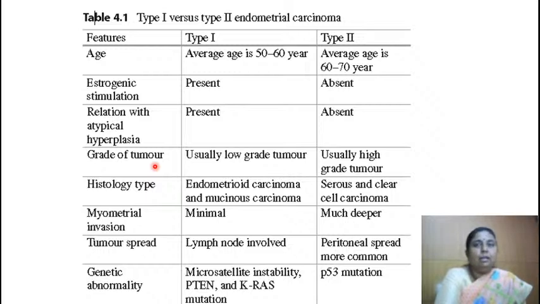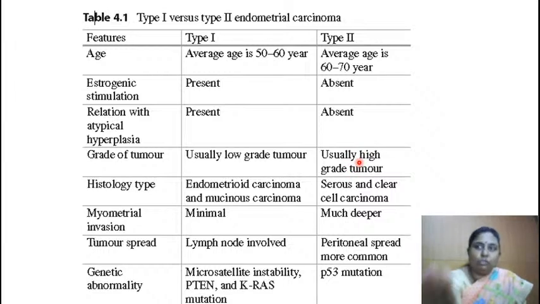That is called the degree of differentiation of a tumor to the normal tissue, or the grading of the tumor. The degree of differentiation is high in type 1 carcinomas, so usually they are low grade tumors, whereas type 2 carcinomas are high grade tumors. That means they are poorly differentiated. Whatever cell they are resembling, they resemble it very poorly. So these are usually high grade.